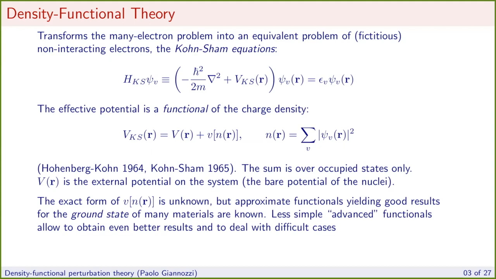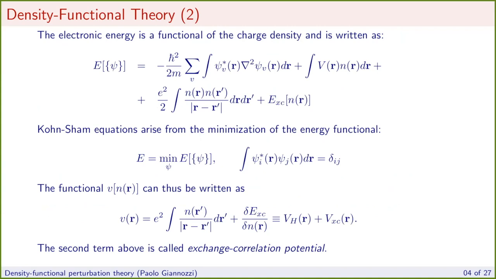In order to simplify the notation, I will assume that we are dealing with non-magnetic insulators. So capital V here is the bare potential of the nuclei, so the Coulomb potential of the nuclei. Of course, this works very well as long as you have a decent approximation for the exchange-correlation potential, for the functional of the charge density, and you can write down the electronic energy, which is also a function of the charge density, that contains various terms: the kinetic term, the external potential term, and the Hartree and exchange-correlation term. And by minimizing this electronic energy, one actually finds the Kohn-Sham equations for the ground state.